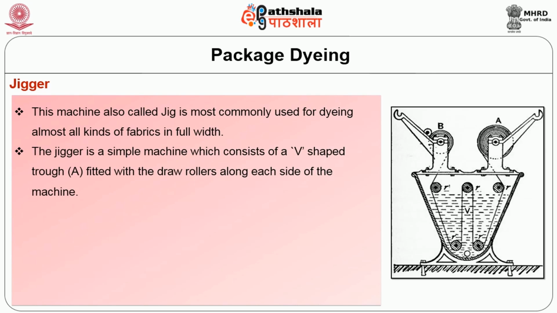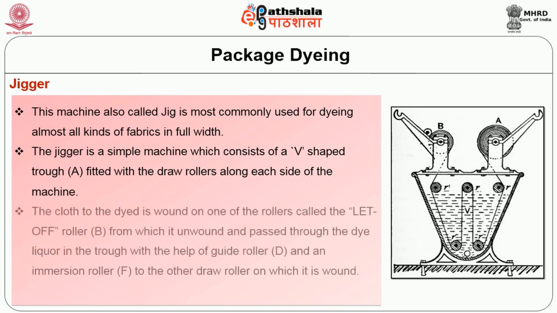The cloth to be dyed is wound on one of the rollers called the let-off roller B, from which it is unwound and passed through the dye liquor in the trough with the help of guide roller D and an immersion roller F to the other draw roller on which it is wound. The dye liquor is heated by means of an open-ended steam pipe.